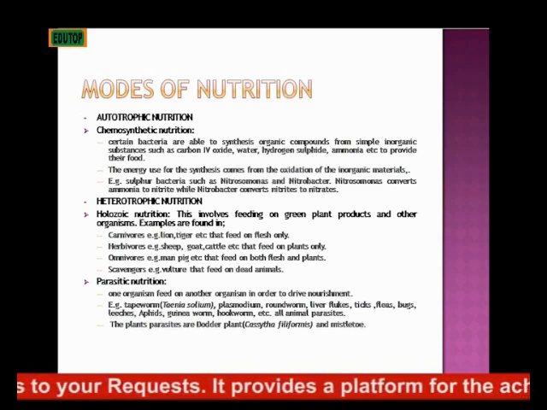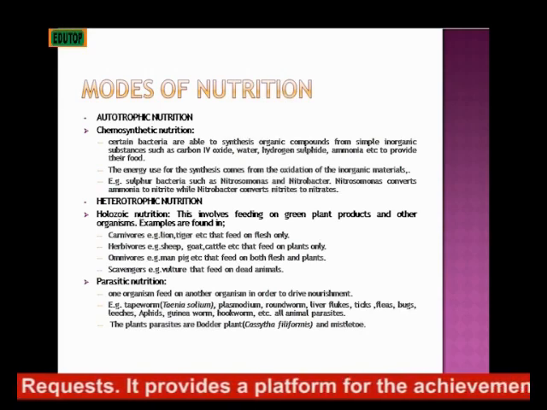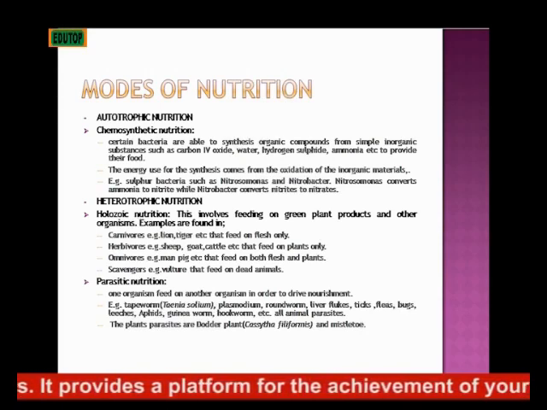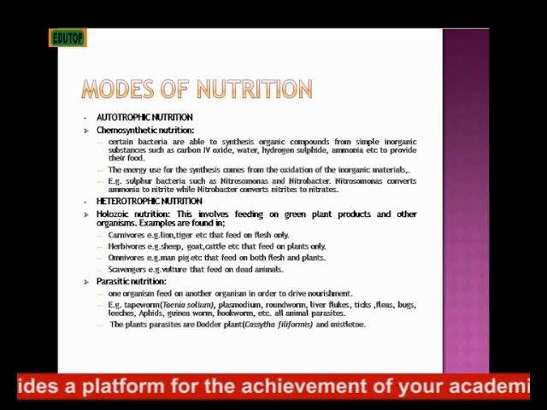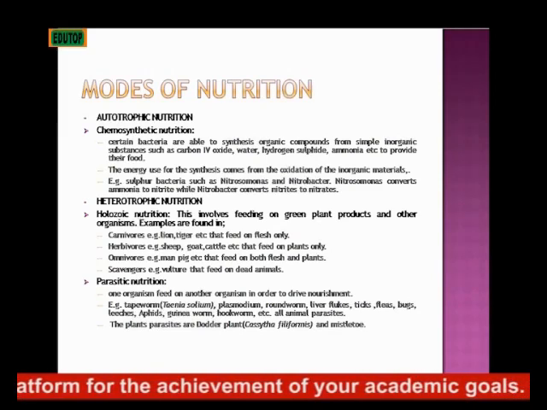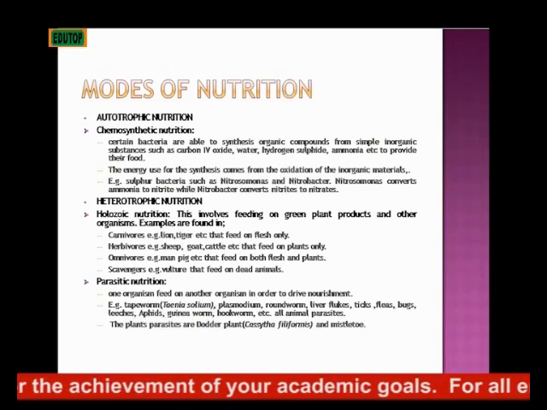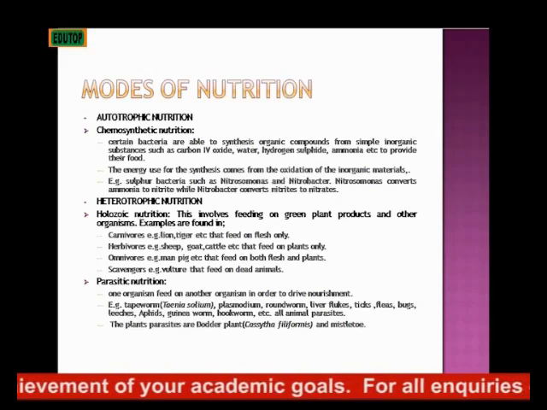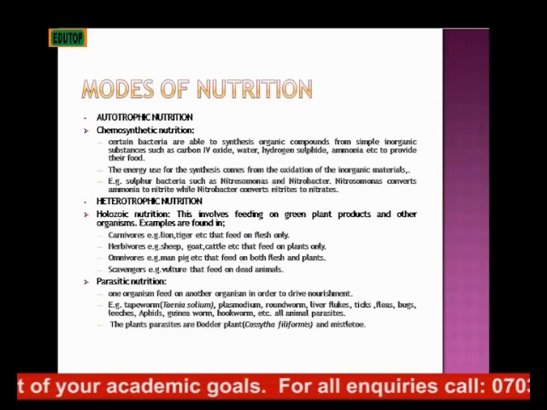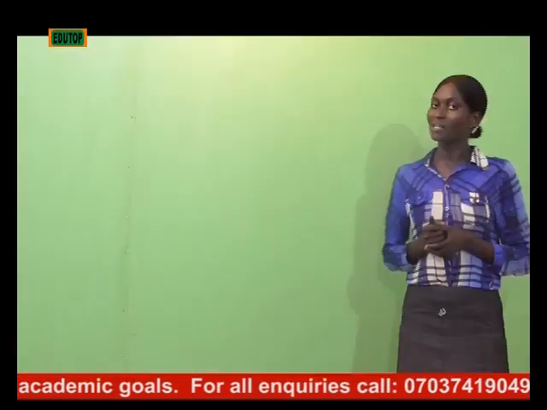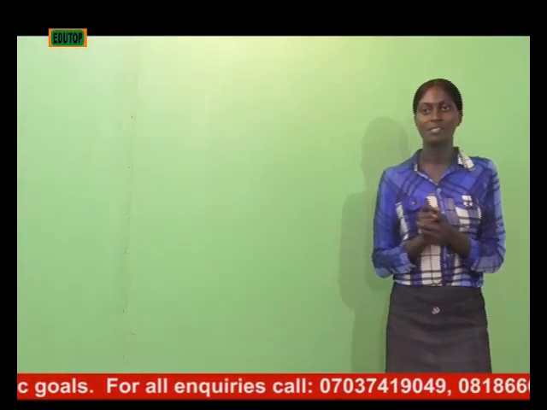we have liver flukes, we have ticks, as we can find on the body of a dog, fleas, bugs, aphids, guinea worm, hookworm, and all animal parasites. They undergo parasitic nutrition. Then we also have plant parasites. Plant parasites include dodder plants, that's Cuscuta filiformis. Then we have the mistletoe, that is another parasitic plant.